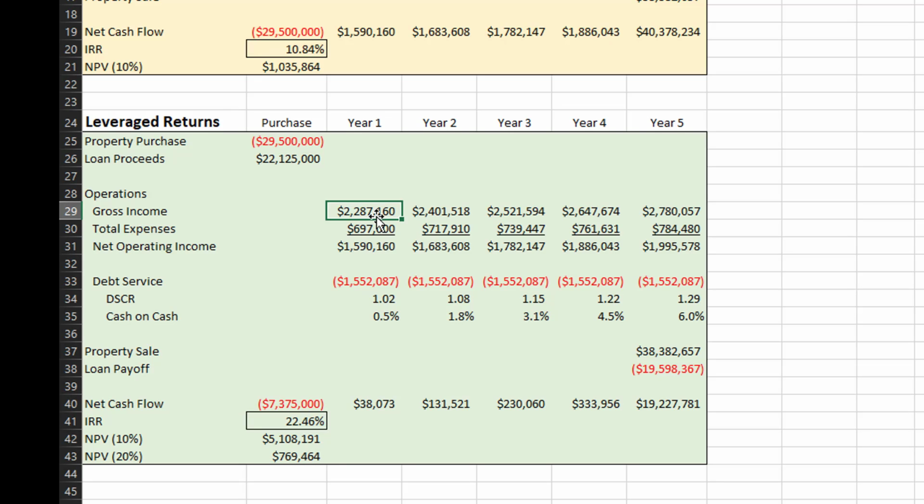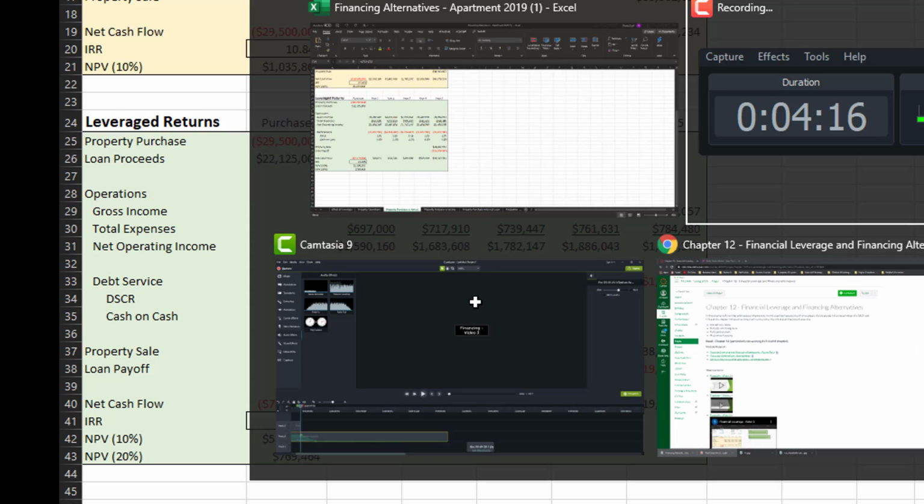We have the gross income, the expenses, the NOI, and then we're going to take out of that the debt service payment. We calculated that above, and we have a couple of ratios that I want to talk about and look at. And this is actually in the slideshow. Before we do look at the numbers here, let me go back to the slide deck.